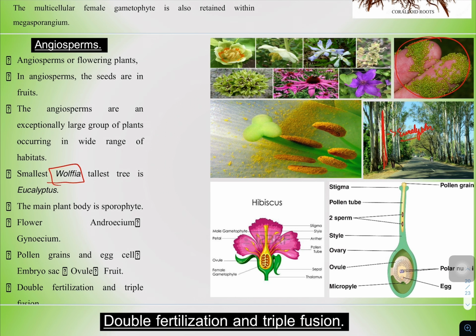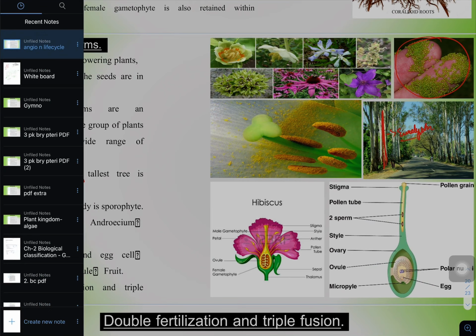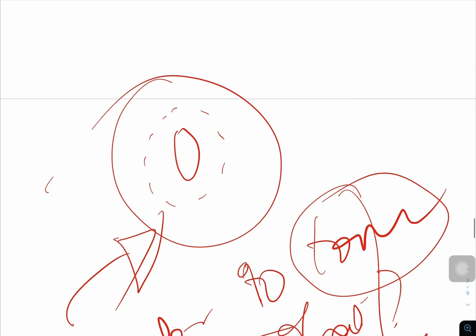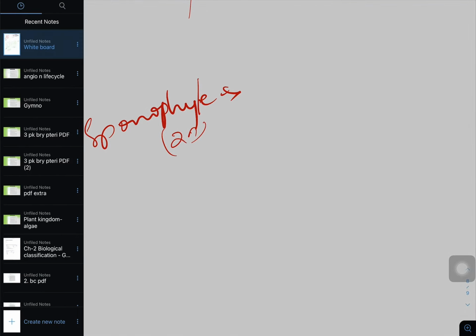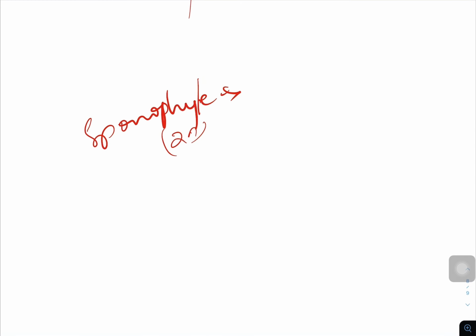The main plant body which we see is a sporophyte. You already know what is sporophyte and what is gametophyte. Sporophyte is always diploid, gametophyte is always haploid. I have already explained this point. If you have not understood it, please go through the video one more time. So here the main plant body which we see is called the sporophyte.